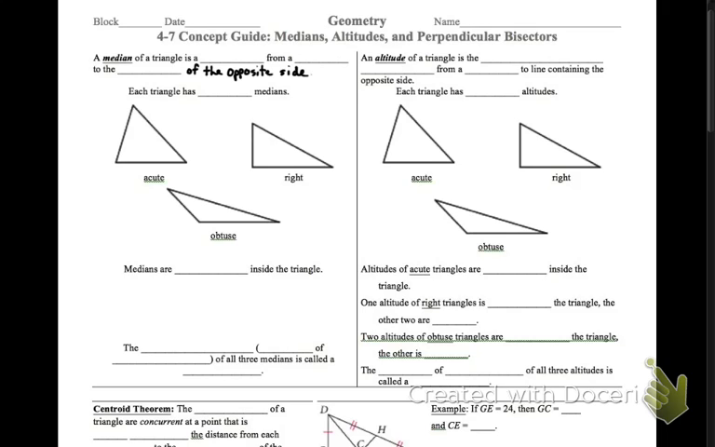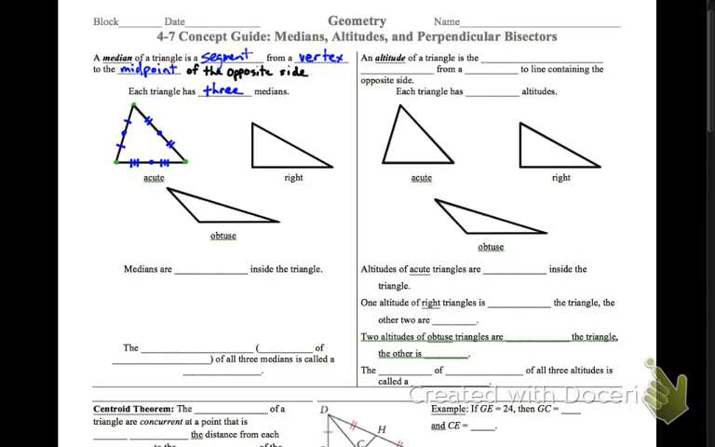All right. The median of a triangle is a segment that goes from a vertex to the midpoint of the opposite side. Each triangle will have three medians, okay? So if you have an acute triangle, let's see what that looks like first of all. Those would be where the vertices are, and now I'm going to mark the midpoints because the segment's going to go from the vertex to the midpoint of the opposite side.